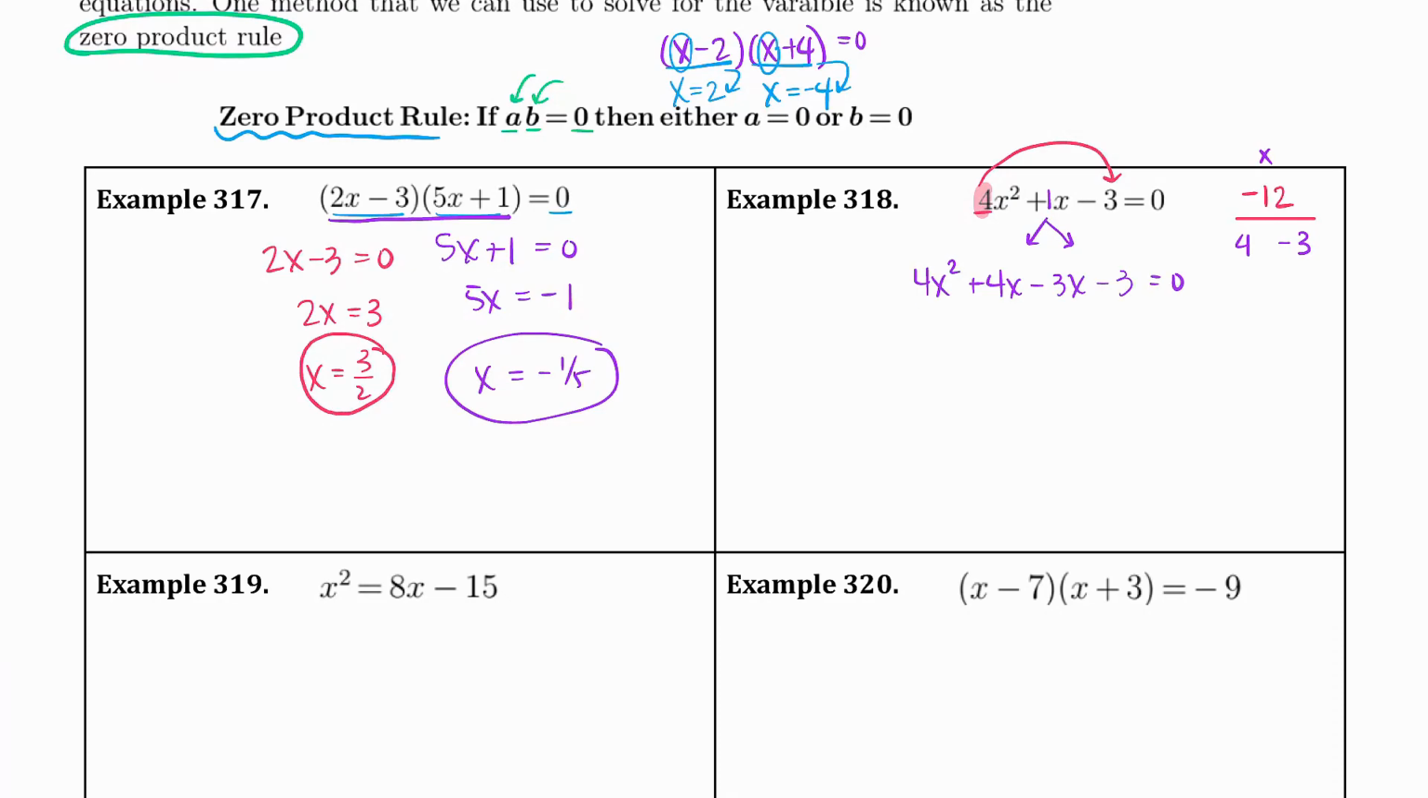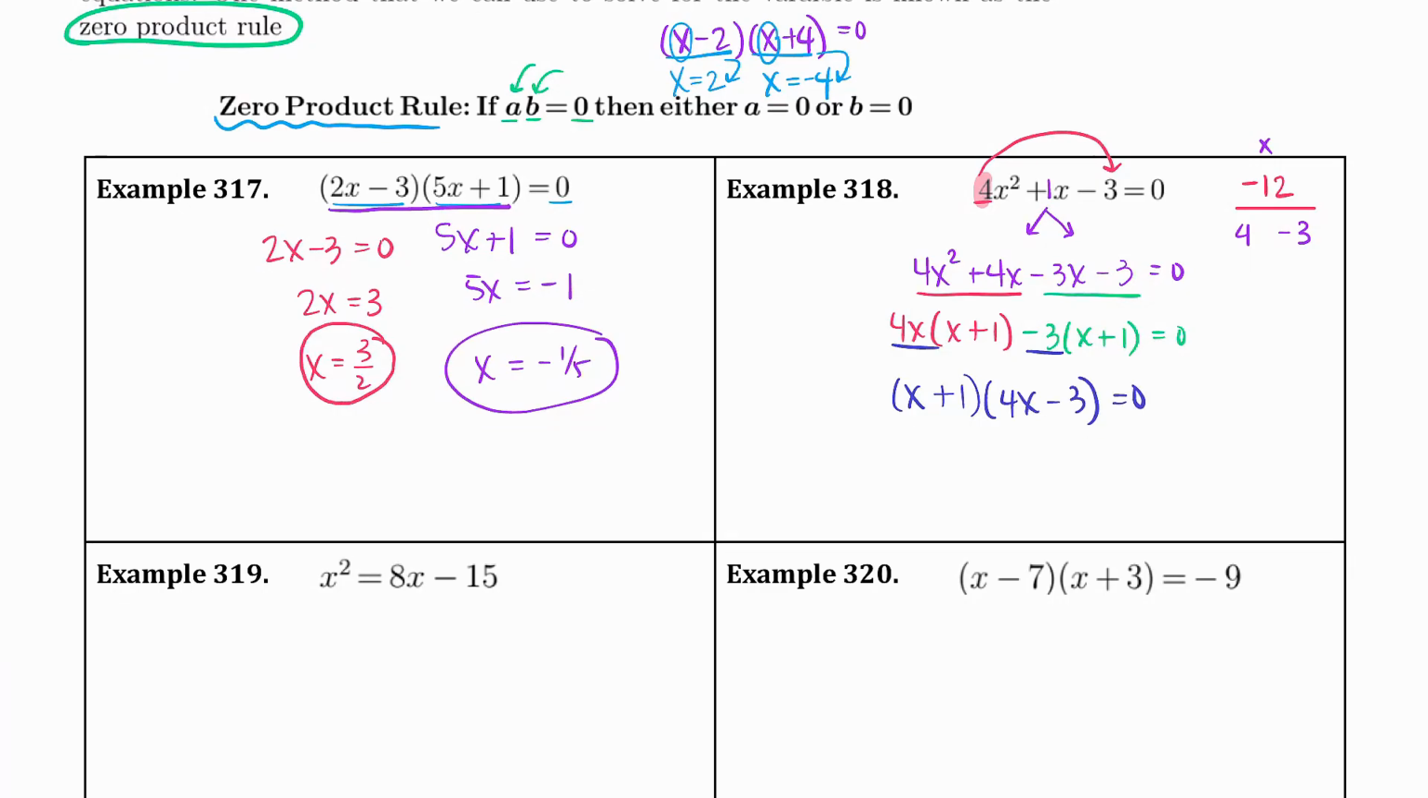All right, we're going to factor by grouping. Let's group up these two, and group up these two. For my first one, I can take out a 4x, and I'm left with x plus 1. For my second one, I take out a negative 3, and I'm left with x plus 1. So my two factors are going to be x plus 1, and then if I take that out, I'm left with 4x minus 3. All right, so now we are finally to the same point we were at in that first problem.